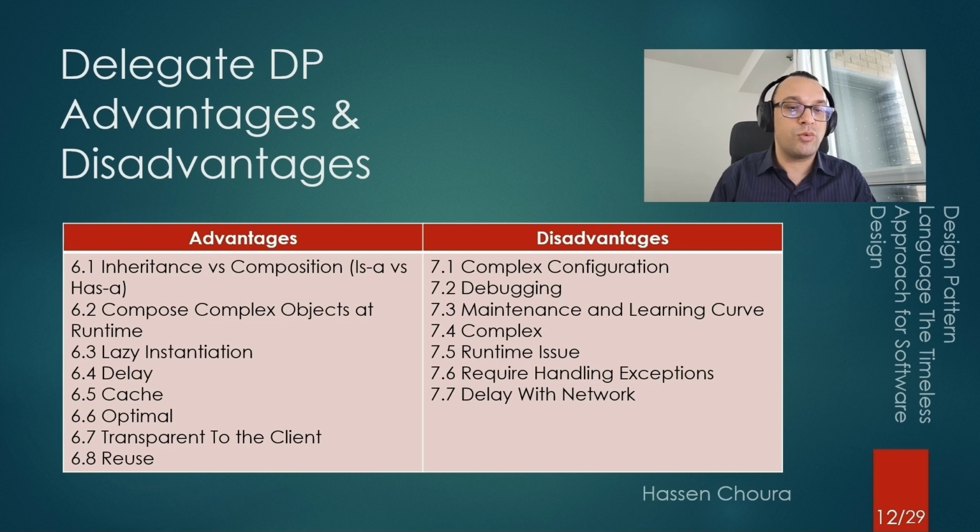The last point is related to the delay related to the network. As you may expect, using, for example, the remote delegate, we may use the wire or the network, and this may delay the execution. It is just a simple remark that you need to take care of.